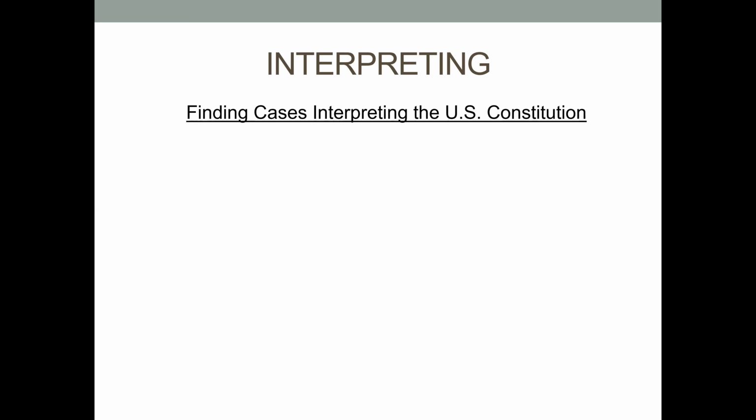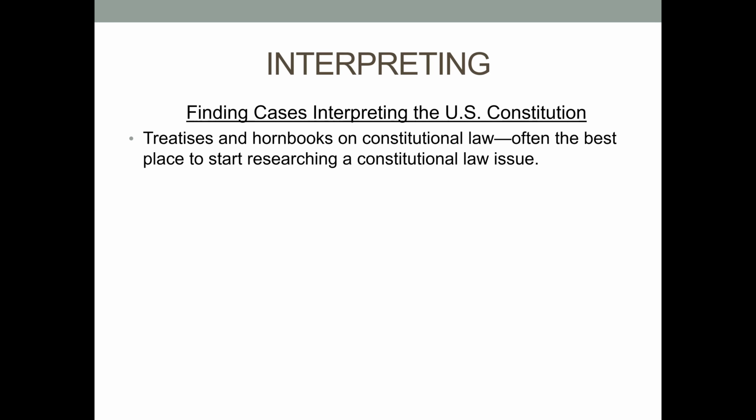And you will also want to know how the courts have interpreted or applied the particular provision that you're interested in. So how do you find cases in which courts have interpreted or applied a particular provision of the Constitution? Well, for the federal Constitution, there are treatises and hornbooks on constitutional law. Treatises are normally multi-volume, very scholarly works written by very well-known law professors who are experts in constitutional law.